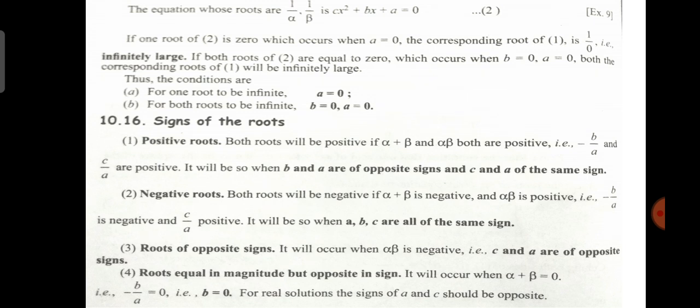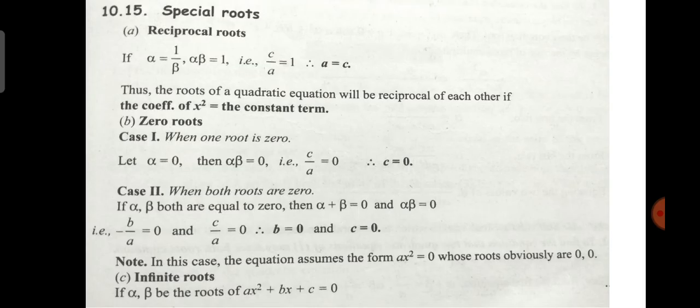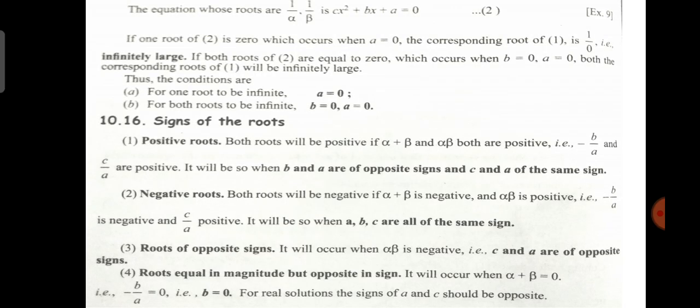And roots of opposite sign: if the product of alpha beta is negative, then c and a are of opposite signs. And alpha plus beta is 0, that is minus b by a is 0, then the roots will be equal in magnitude but the sign is opposite. Okay, that is the sign of the root. So first are some special roots, reciprocal, 0, infinite roots, and sign of the root: positive root, negative root, roots of opposite sign, roots equal in magnitude but opposite in sign.